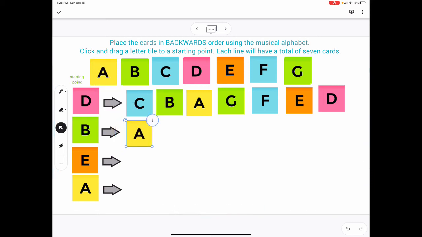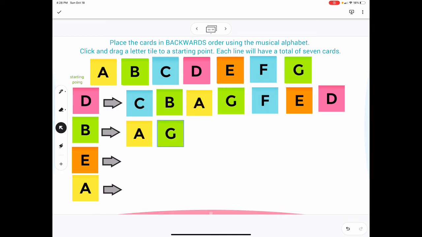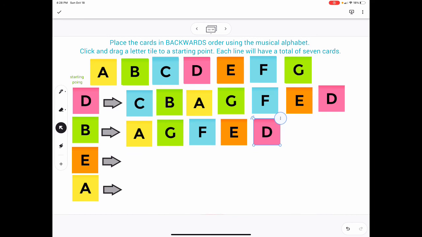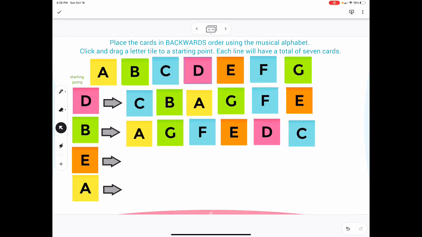A, and what note comes before A in the musical alphabet? Okay, remember, we start back on the sequence on G. Good, and then we do F, E, D, and then C. Put this one back over here. Okay, so that is our sequence going backwards.